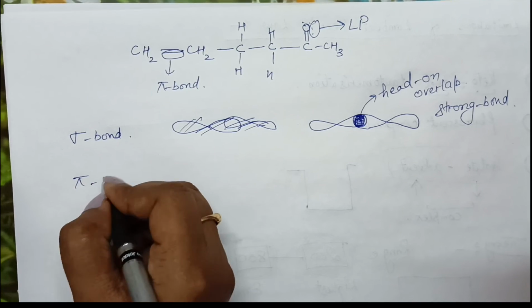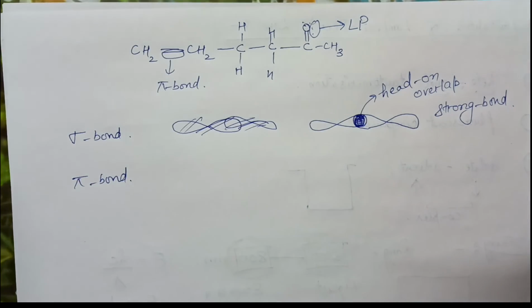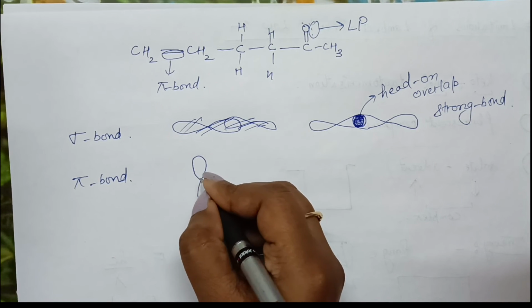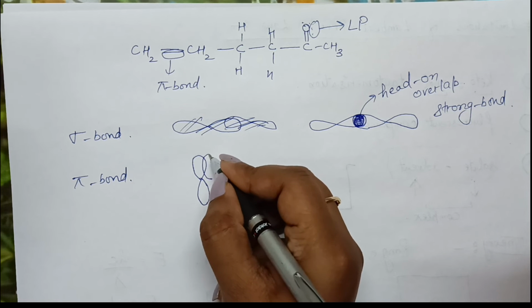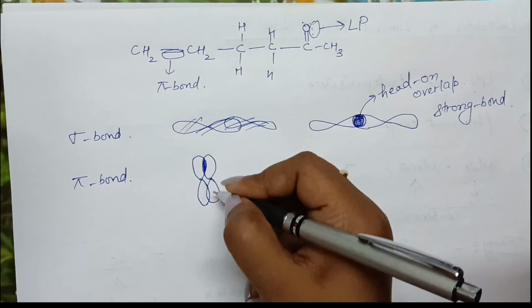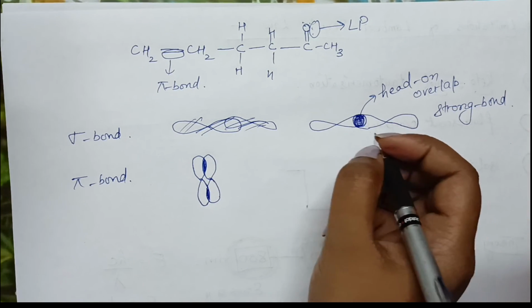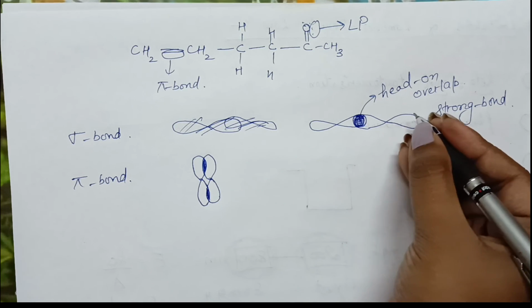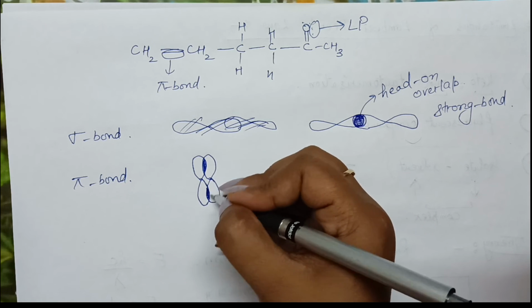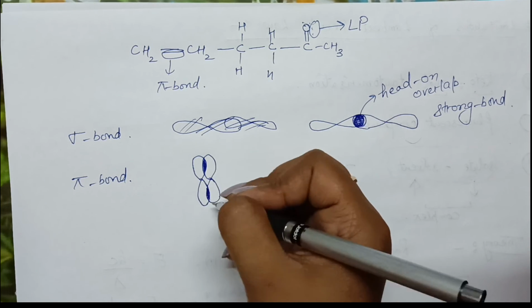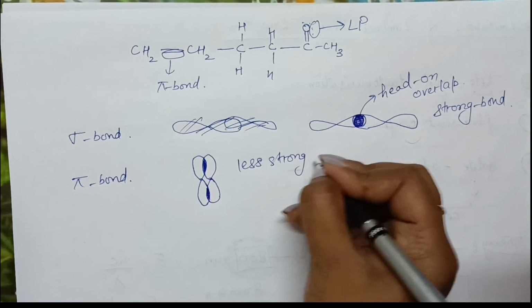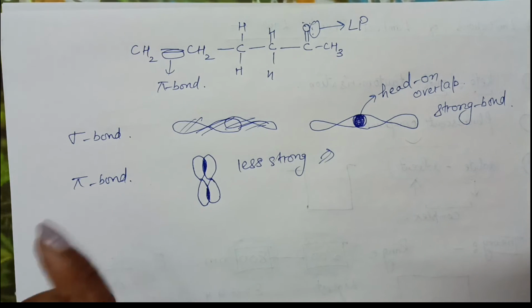If we talk about the pi bond, I'm saying sorry in advance for my drawing, I'll try to make it. This sort of overlapping, that is the sideways overlapping, is a pi bond. This is less strong as compared to the sigma bond. You can see here the overlapping is less, right? This is head-on and this is sideways overlapping. So this is less strong as compared to the sigma bond. This is the pi bond.